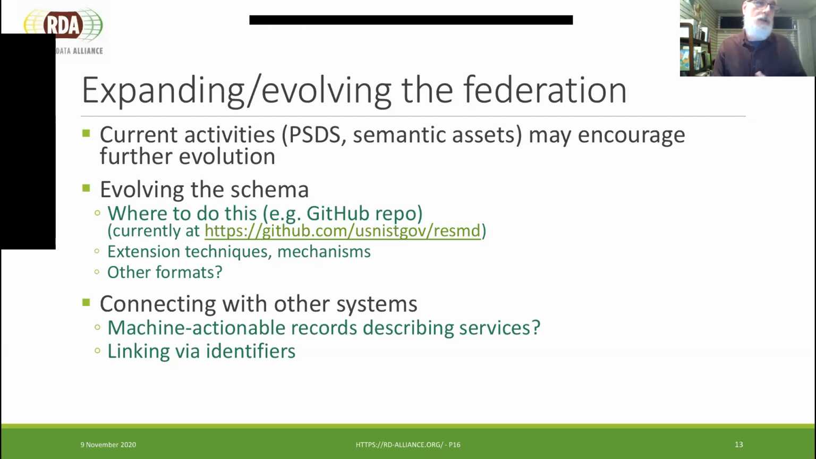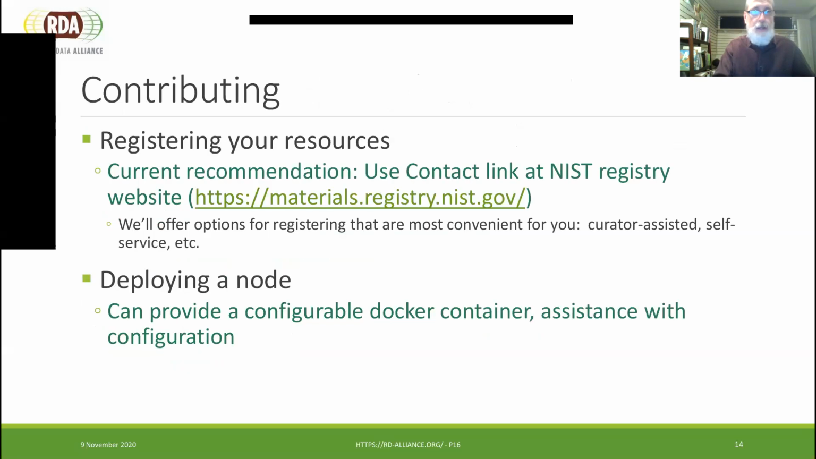And then other things we want to be thinking about is how we connect with other systems using machine actionable methods. And that might include machine actionable records, so records that describe services that can be accessed through a programmatic interface. And then how we link things together using identifiers. So that's what future work may look like.